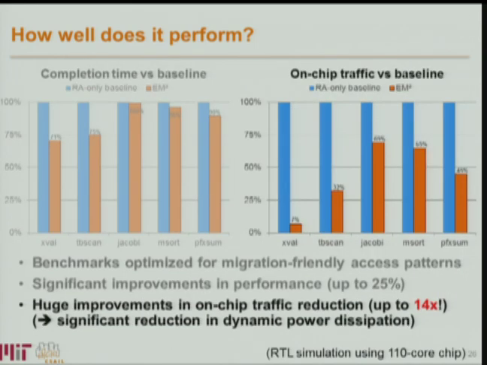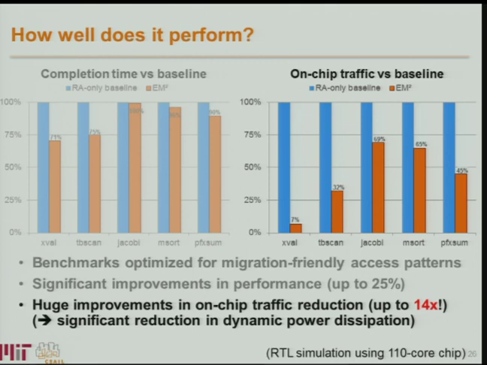But the real money shot here is the traffic. The amount of on-chip traffic that we can save is huge. For some benchmarks, we can save maybe two-thirds of the traffic, and for some benchmarks, we can reduce the traffic by up to 14x. So this is a pretty significant amount.